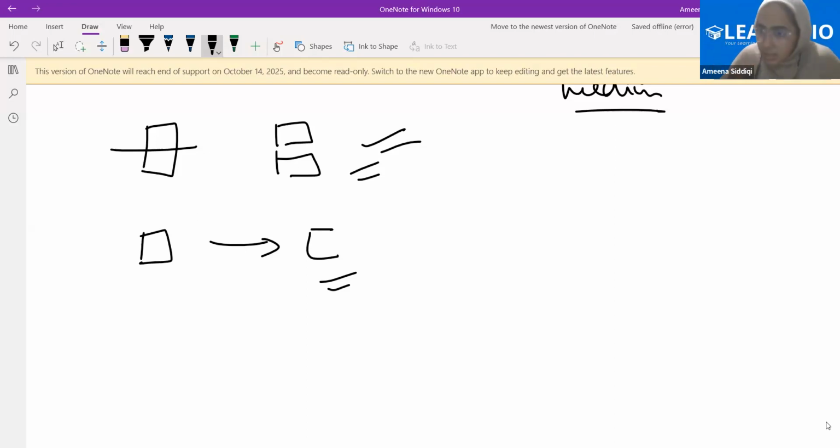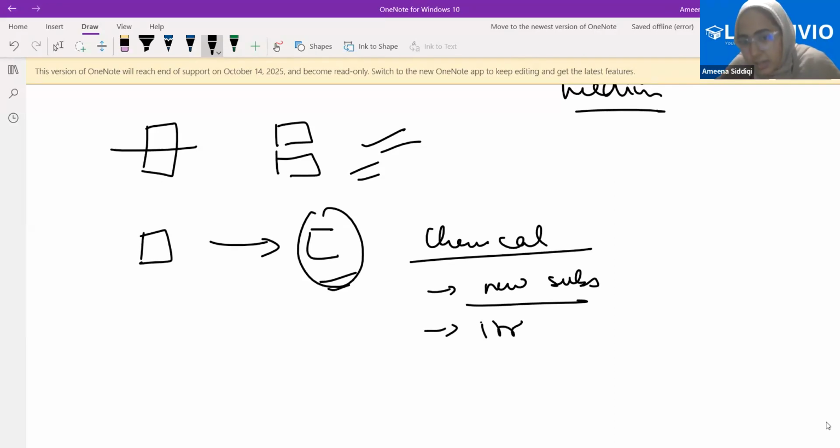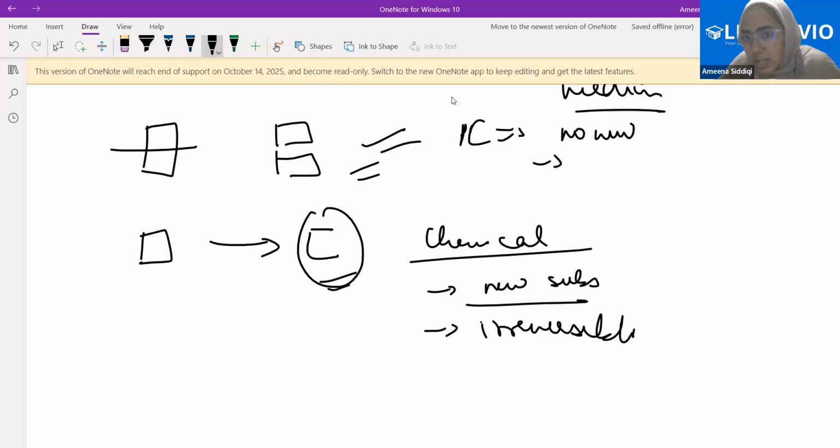Clear? And if the composition is changing, therefore I will have to call it something else. Therefore, a new substance or product is formed in the chemical change. Why? Because the composition is changed. It will have to be called something else, right? And it is irreversible. Whereas in case of physical change, no new substance is formed.